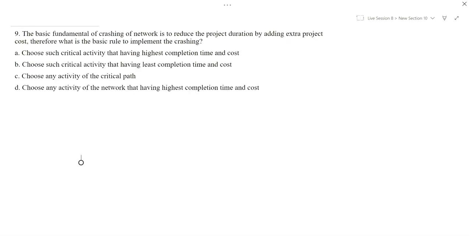Next question. The basic fundamental of crashing of a network is to reduce the project duration by adding extra project cost. Therefore, what is the basic rule to implement the crashing?